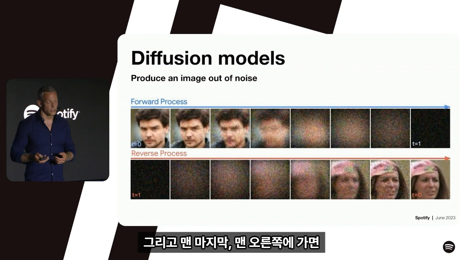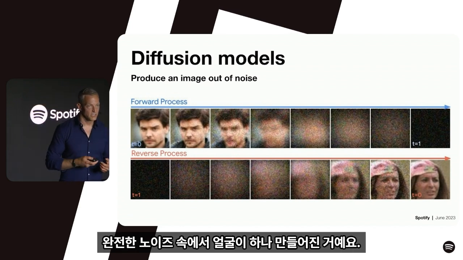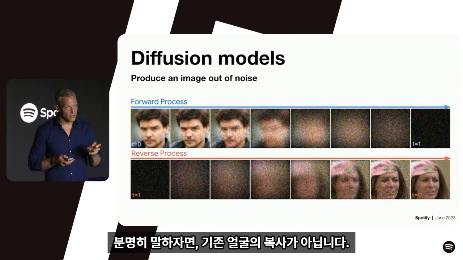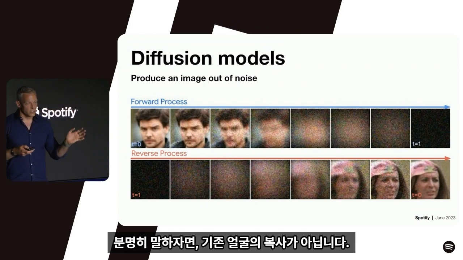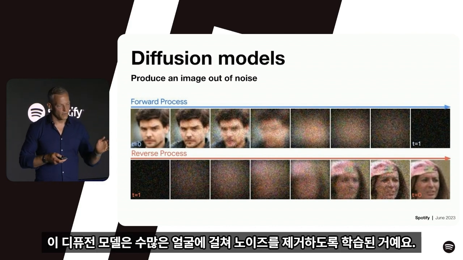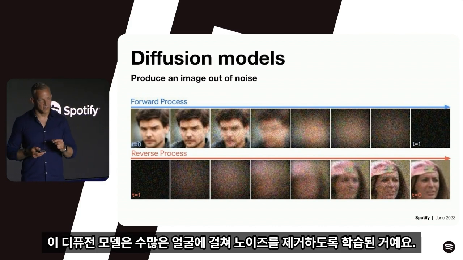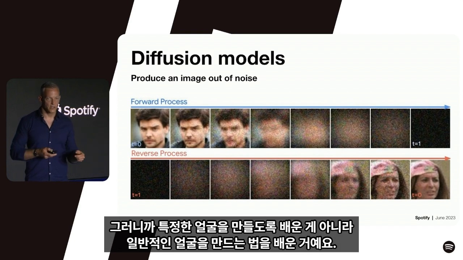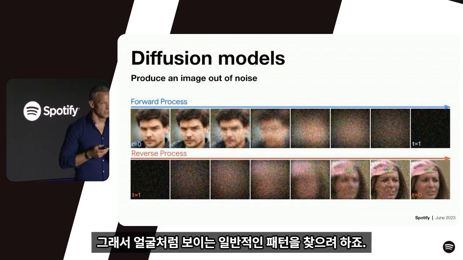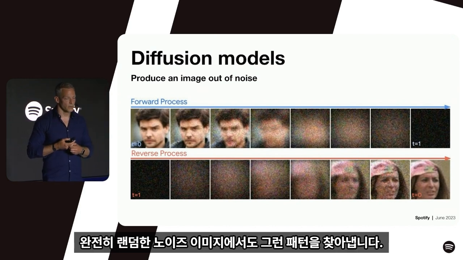And at the end, all the way to the right, you will have created a face out of pure noise, meaning a face that actually never existed. So to be clear, not a copy of a face that existed. You train this diffusion model to remove noise across millions of different faces. So it didn't learn to create a specific face. It learned to create general faces, and is looking for general face-like noise in this first random noise image.